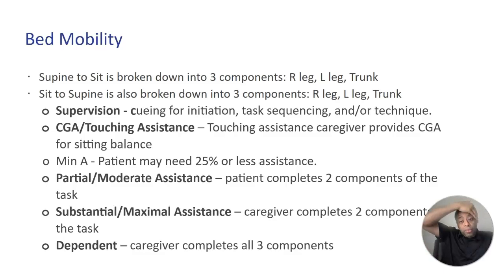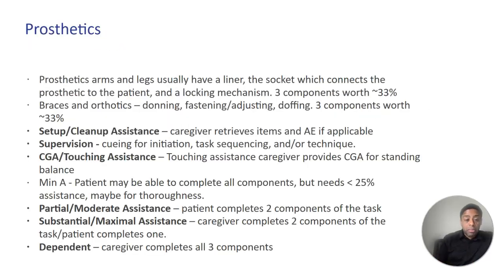Bed mobility has 3 components for each: supine to sit, sit to supine. And again, you are going to apply the 33% rule for this as well, for both the supine to sit and sit to supine, because you won't always assess both at the same time. So you're going to apply the same 33% rule that we've applied for prosthetics and toileting.